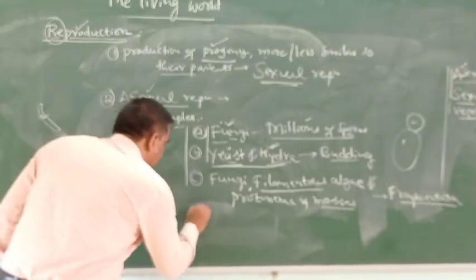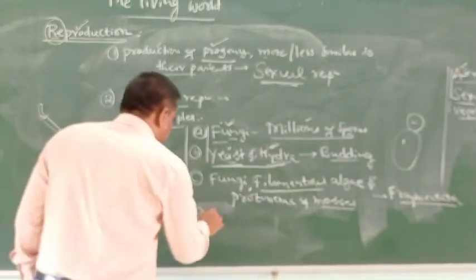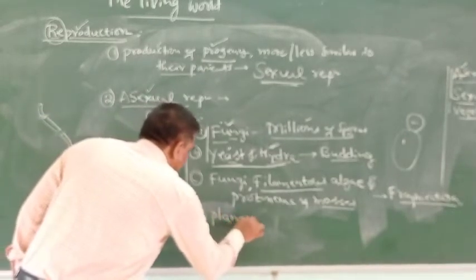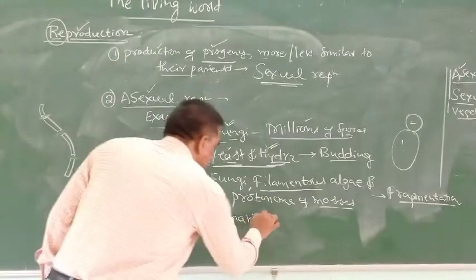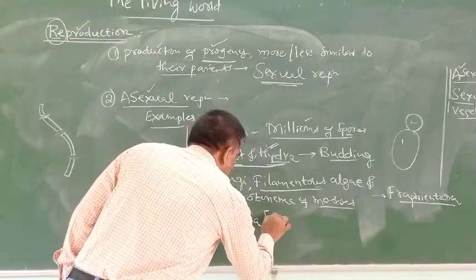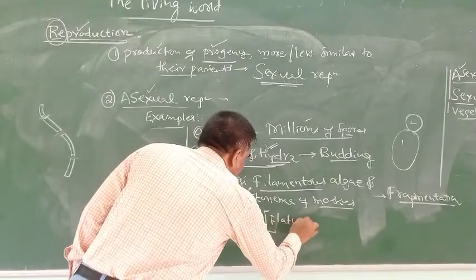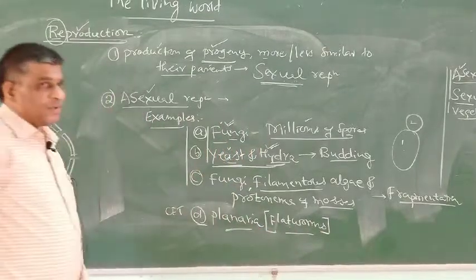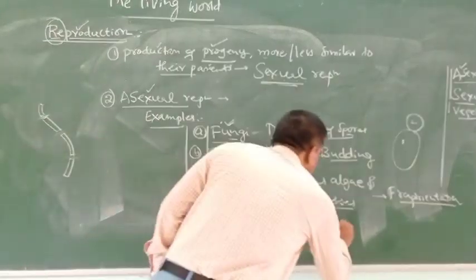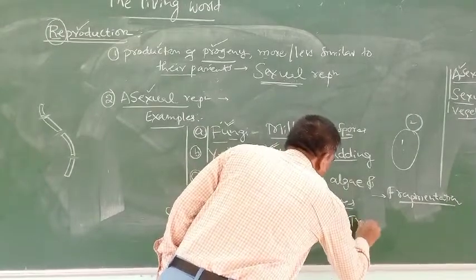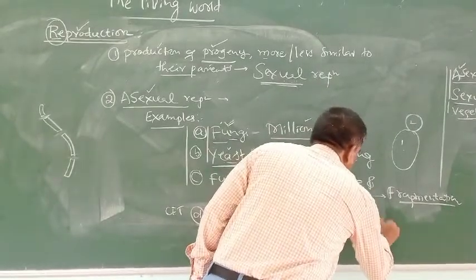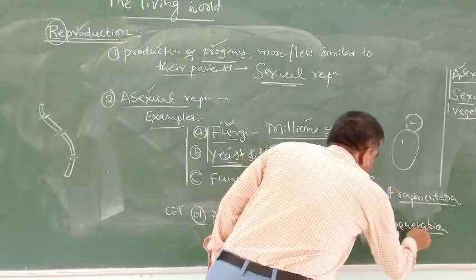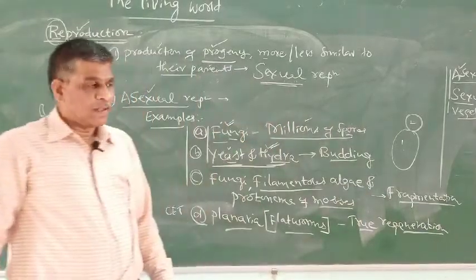And let us take one more very interesting and important example from the point of CET, that is in case of planaria. I think you might have heard the word planaria, which belongs to a class known as flatworms. So these are the flatworms. Here, this individual reproduces by regeneration, that is, true regeneration. It reproduces by the true regeneration process.